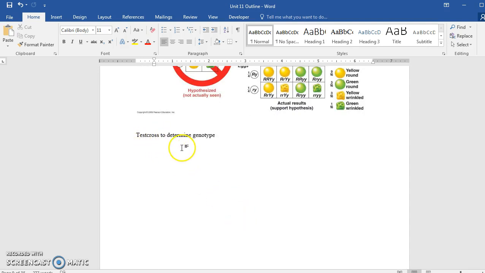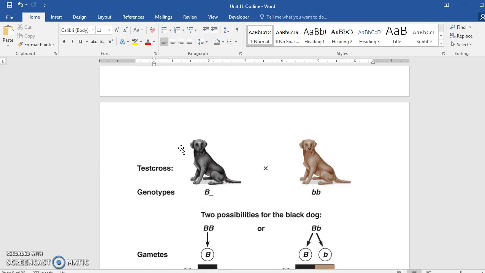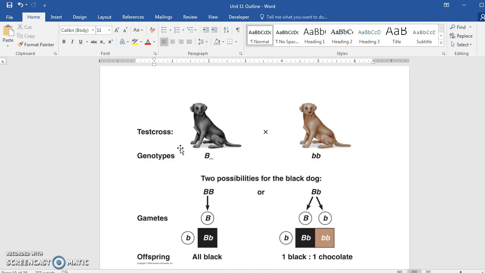If we're going to use a test cross to determine the genotype, that's something that we can go back and look at dogs. There are different colored labs. There are black labs and there are chocolate labs. And the black lab would be dominant over the chocolate color. Now, if you have a black lab, you're not sure what the genotype is. You know that at least one of the alleles codes for black color. You're not sure what the other allele is. It could be a big B or it could be a little b. Either one would still give the black color.